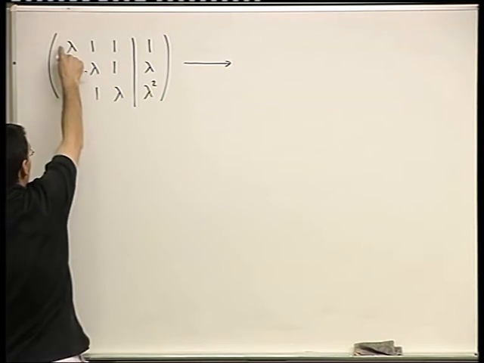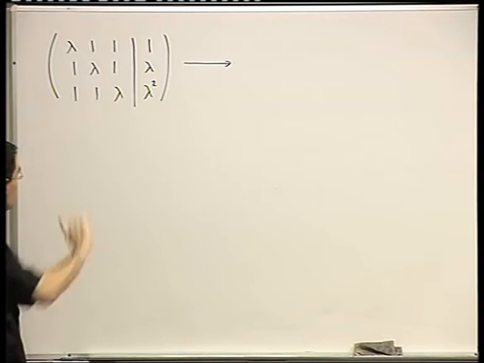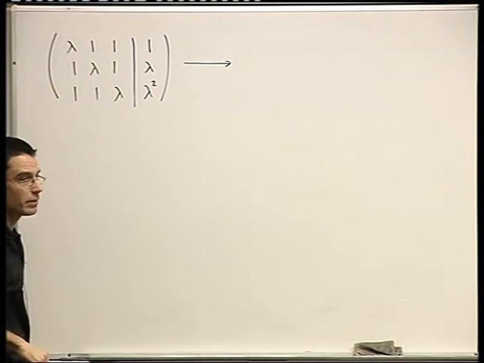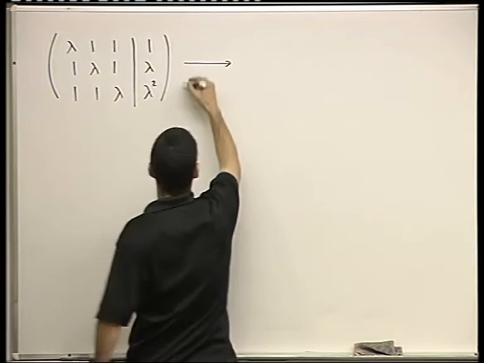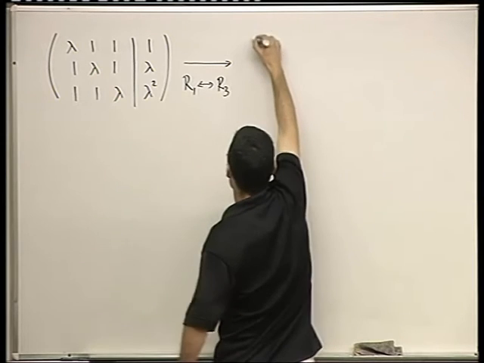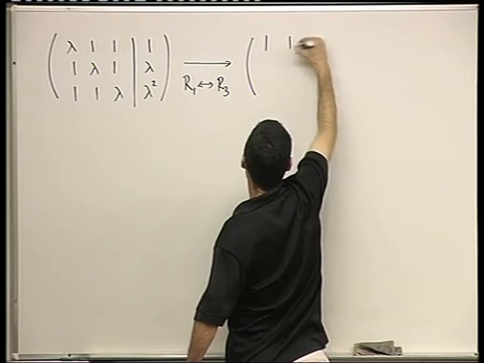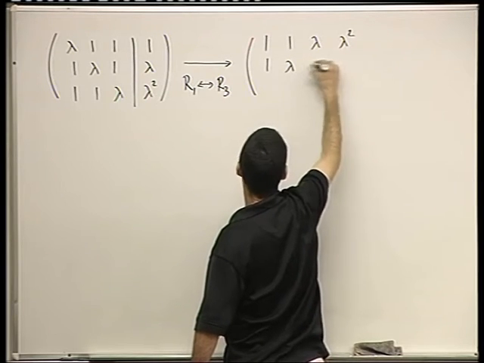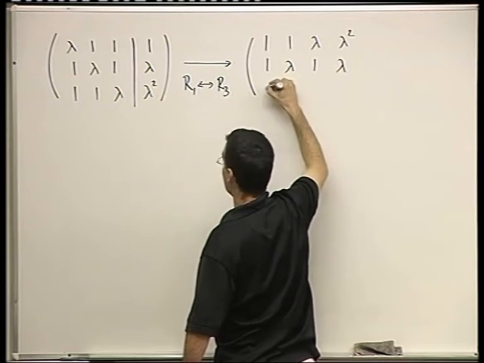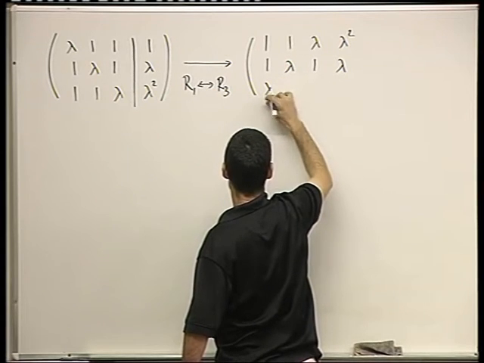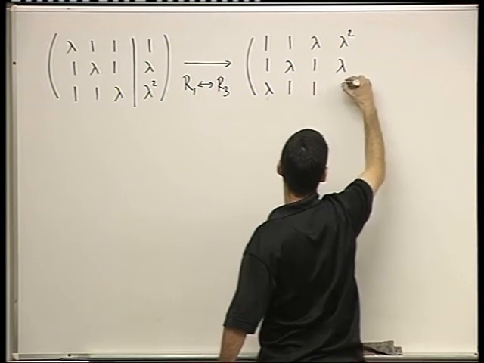Here, how can we get a 1 here without dividing by lambda? We can just swap two rows, right? Put this row up here and you have a 1 there. Do you agree? So that's what I'm going to do. I'm going to swap row 1 and row 3. So I get 1, 1, lambda, lambda squared, 1, lambda, 1, lambda, and 1, sorry. Lambda, 1, 1, 1.